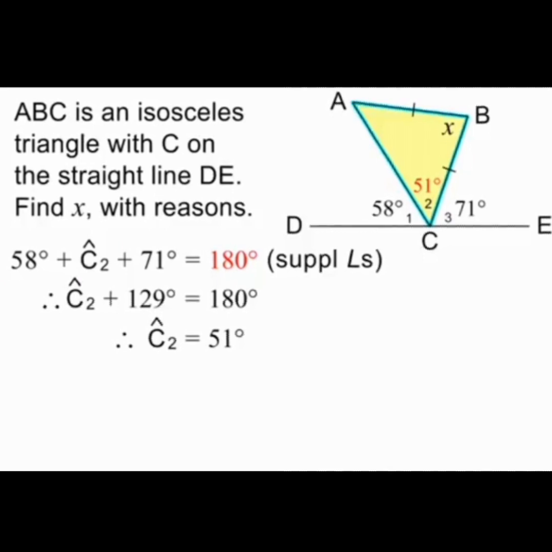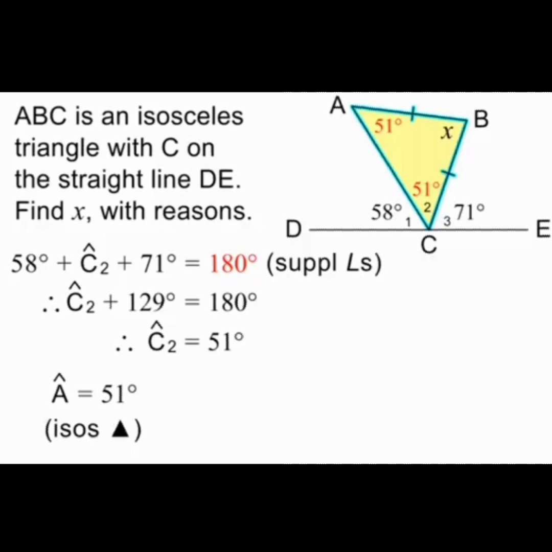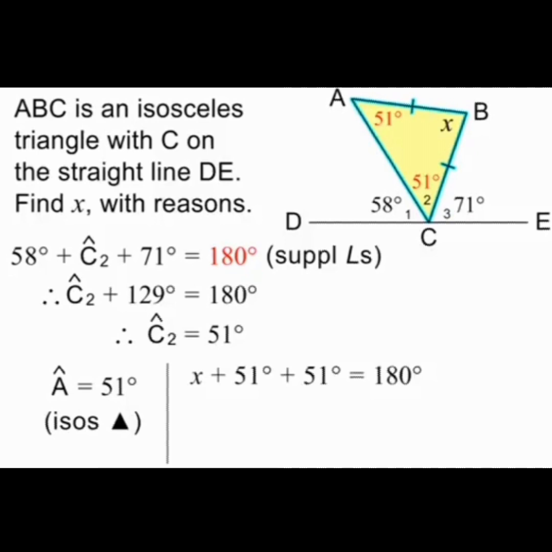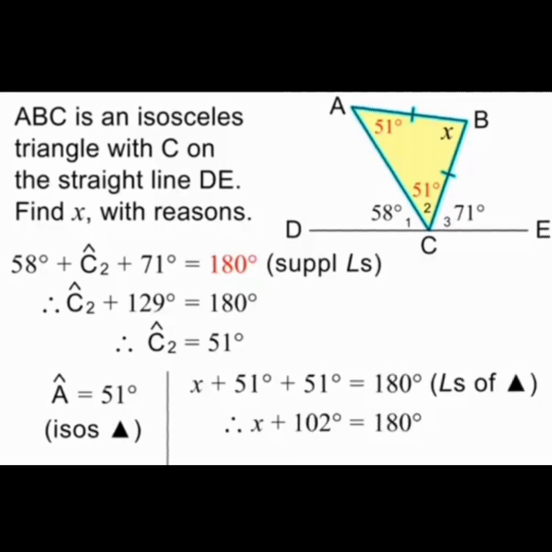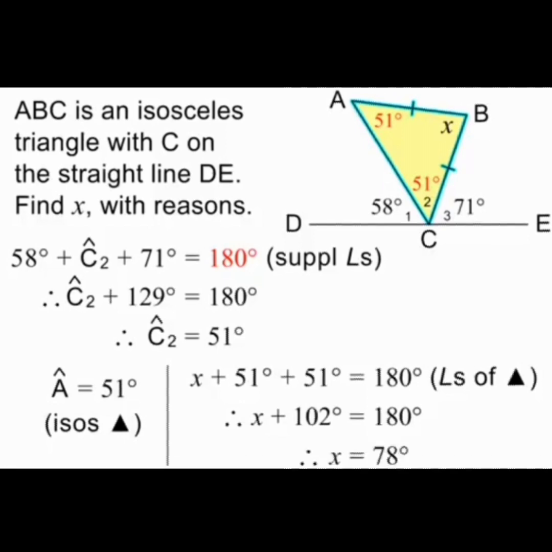It is an isosceles triangle, so this angle is also 51 degrees. We can therefore state that x plus 51 degrees plus 51 degrees equals 180 degrees. Why? Because the angles of a triangle always add up to 180 degrees. 51 degrees plus 51 degrees equals 102 degrees, so on the left we have x plus 102 degrees. We then isolate x by subtracting 102 degrees from both sides.